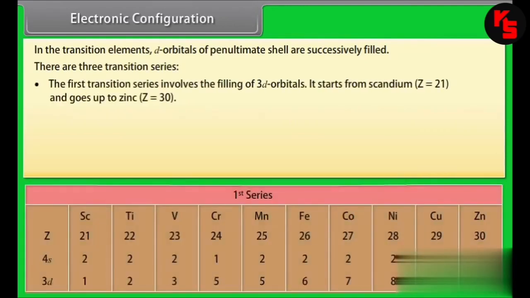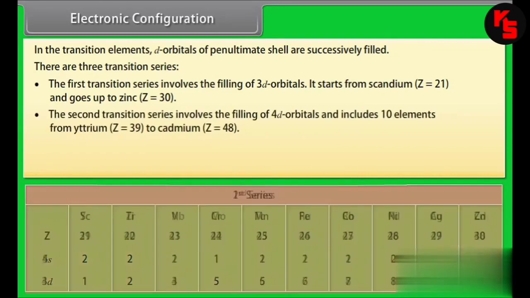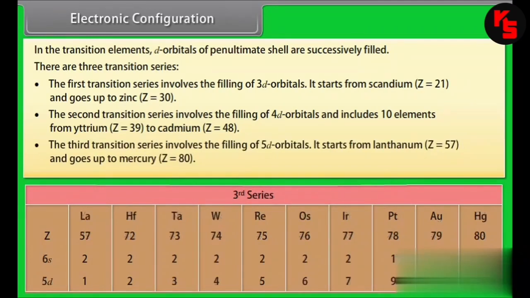The first transition series involves the filling of 3d orbitals. It starts from scandium and goes up to zinc. The second transition series involves the filling of 4d orbitals and includes 10 elements from yttrium to cadmium. The third transition series involves the filling of 5d orbitals. It starts from lanthanum and goes up to mercury.